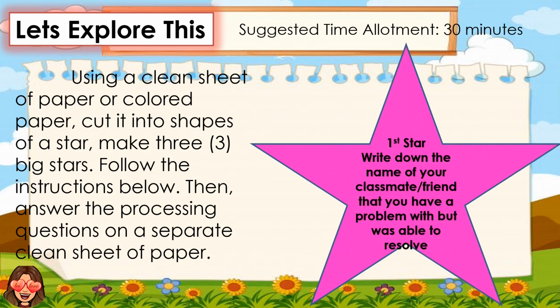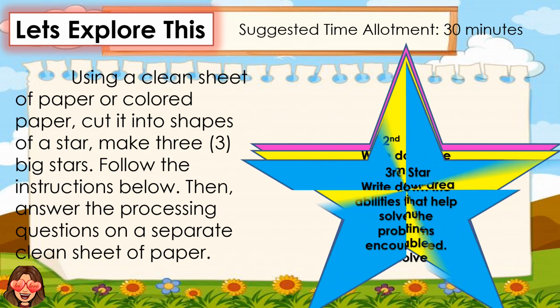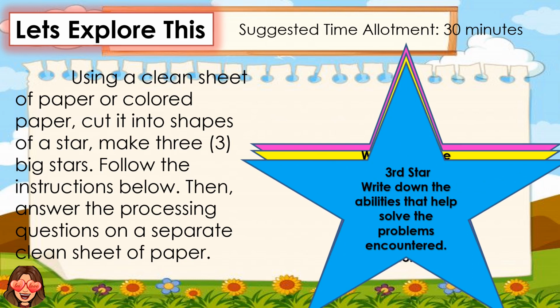For the first star, write down the name of your classmate or a friend that you have a problem with but was able to resolve. For the second star, write down the problem that you see in your area during community quarantine but were able to resolve. And for the third star, write down the abilities that help solve the problems encountered.